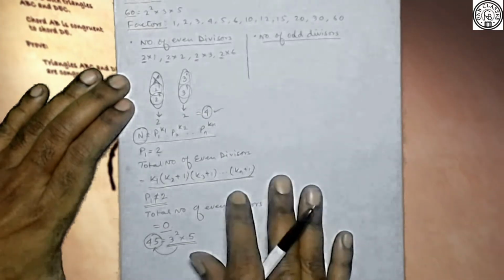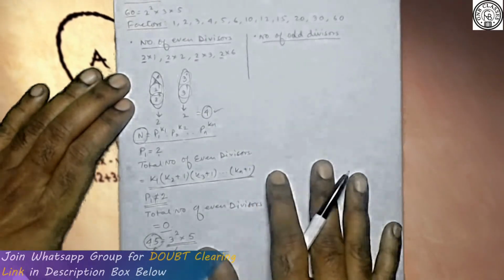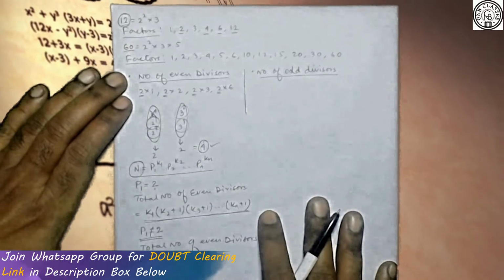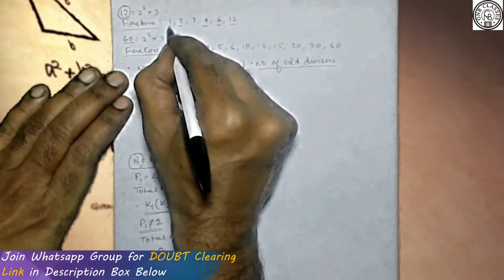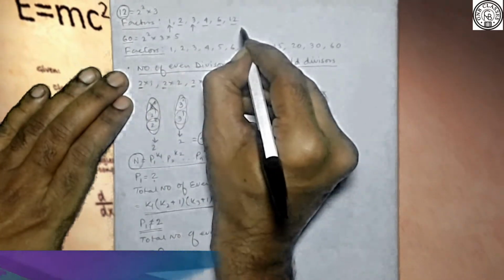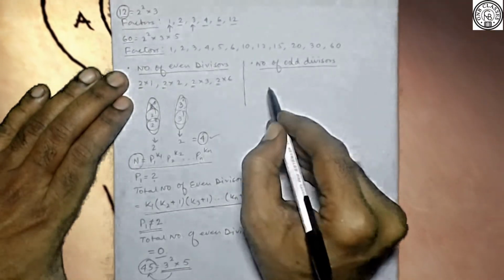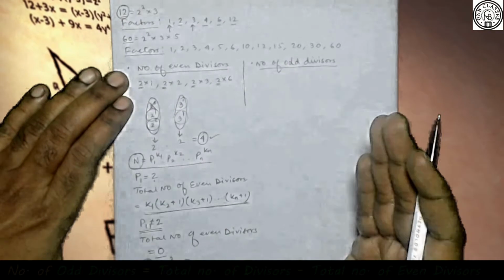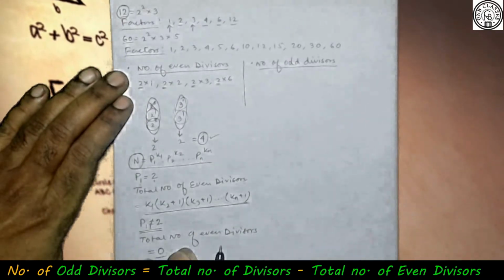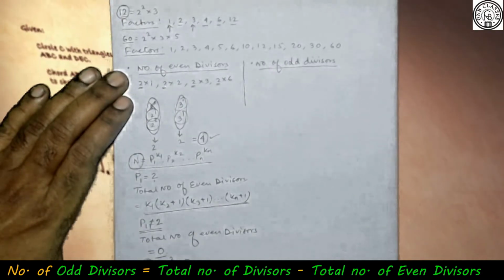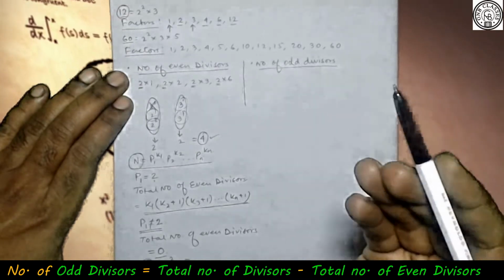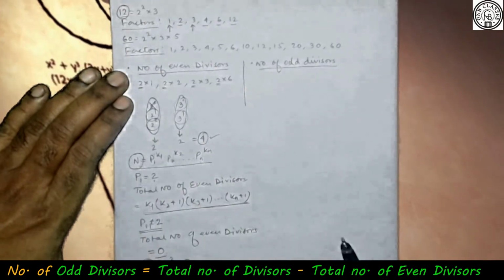Absolutely. Now let us come to the number of odd divisors. Look at it carefully. Here the odd divisors are 1 and 3, that's all, only 2. Now there are 2 ways of doing this. First, you find the total number of divisors. Then you subtract the total number of even divisors, which will give you the odd divisors, because divisors can be either even or odd.